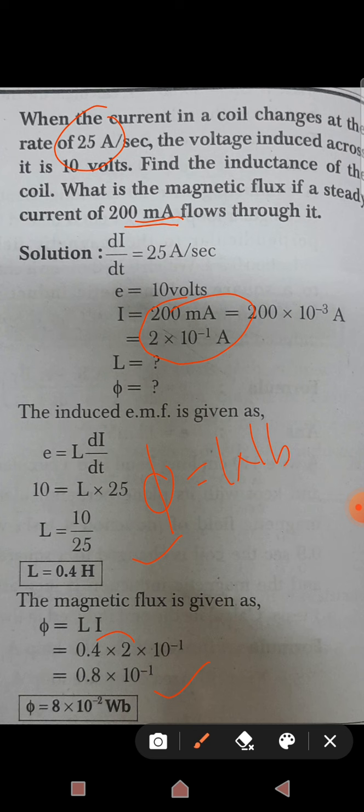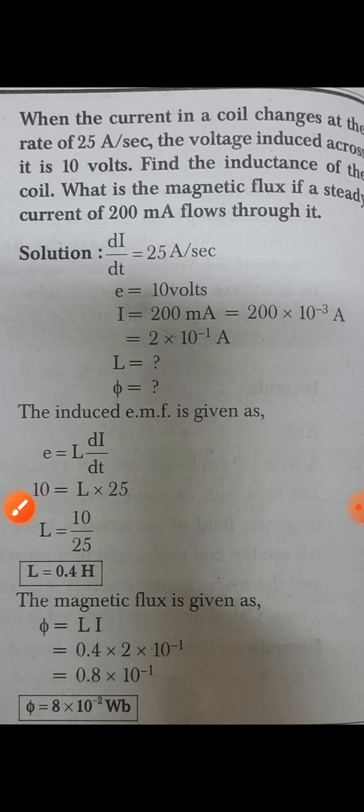So this is an overall look of the first question. Here we have used the mathematical formula E is equal to L into di by dt. Then after substituting, we have got the value of L, that is 0.4 Henry. Then the magnetic flux can be calculated by using the formula phi is equal to L into I, and based on that we have got the value of phi. So here we have completed our first question. Now we'll move to the second question.